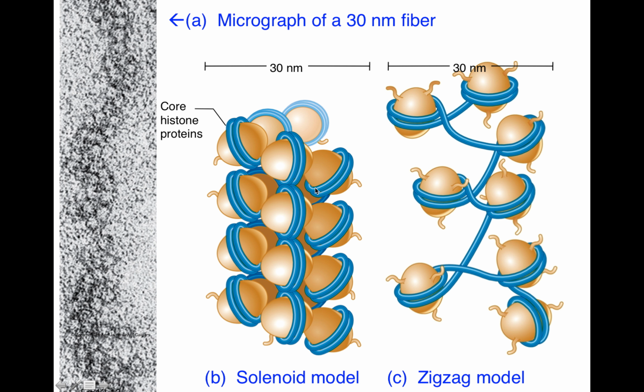Now, the only thing I don't like about these two depictions is that they don't actually indicate that in order to get the zigzag model at 30 nanometers or the solenoid model at 30 nanometers, you have to have the histone H1 here. Okay, so just remember, you need to have histone H1 in order to get this 30 nanometer fiber, either the solenoid or the zigzag model.